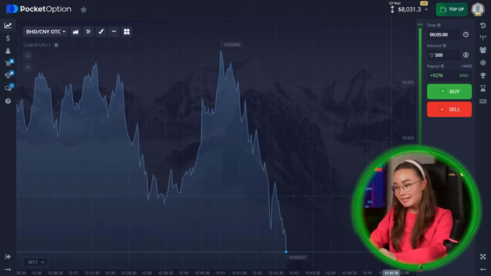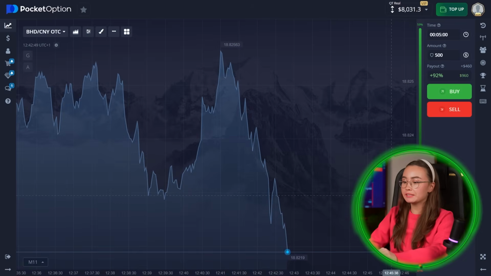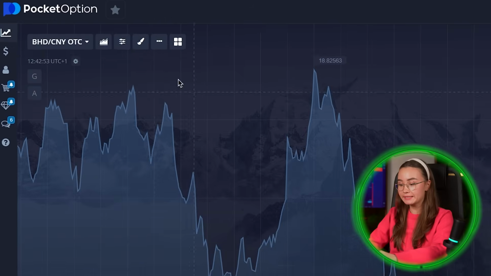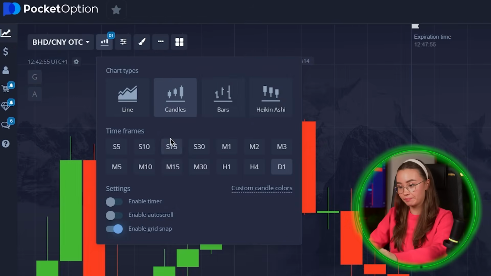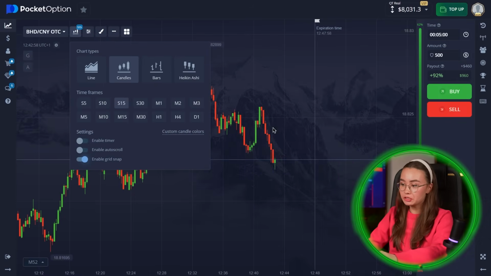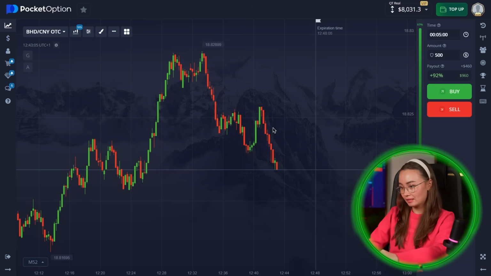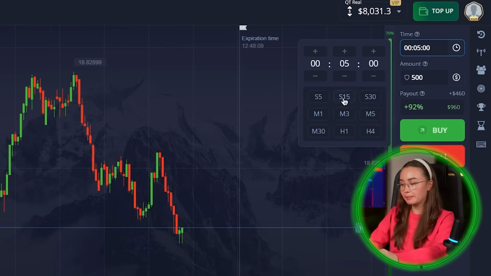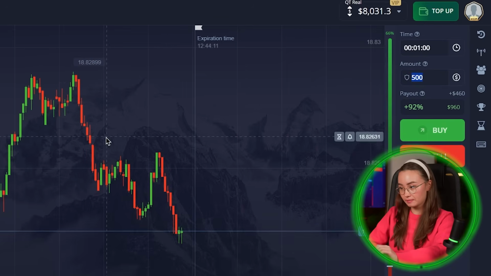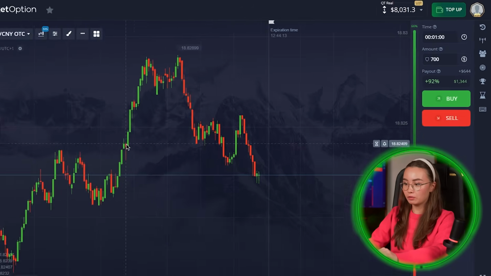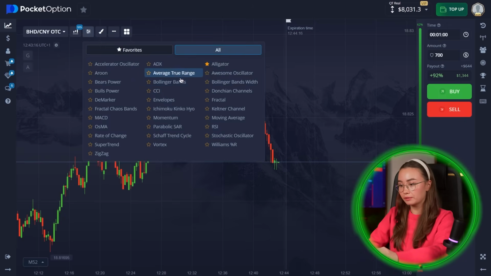Now let's move to the setup. First, switch the chart type to candles and then select a 15-second time frame. It's important, just follow my settings step by step and everything will be okay. I set the expiration time to 1 minute. The investment amount will be $700. Set your preferred amount based on your risk comfort level.